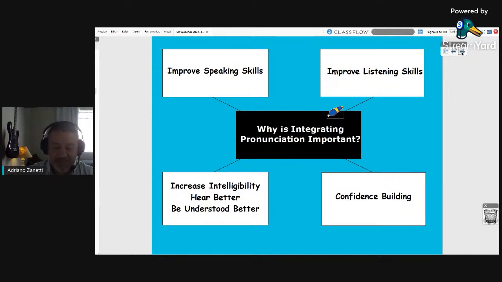You break the panic block, and that is a very important thing, because the moment you get confident at what you are going to say, then everything starts falling into place.